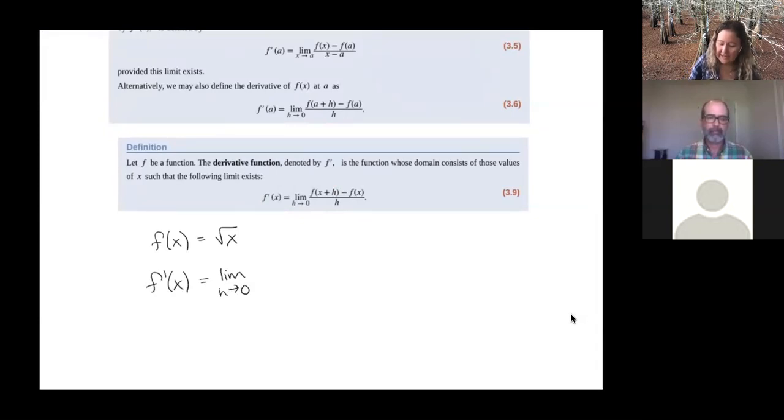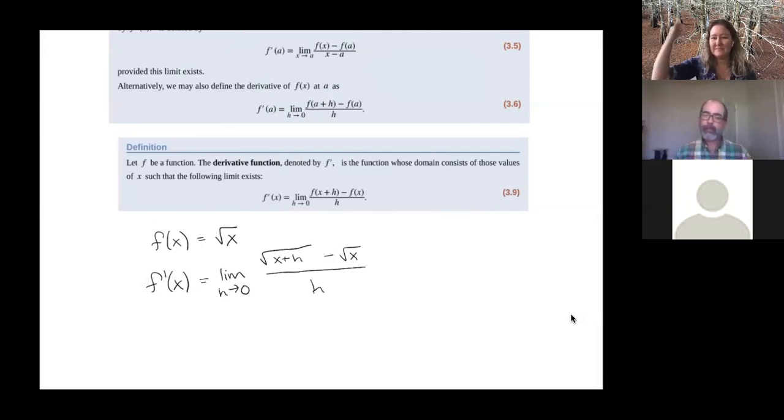Okay, so when we plug in x plus h to our function, we get square root of x plus h, that whole quantity, minus square root of x, over h. Now, you should be quite familiar with the limit laws. So what happens here? Can we just go ahead and evaluate this limit? Can we look at the numerator and the denominator? Well, we have to check both and see what happens first.